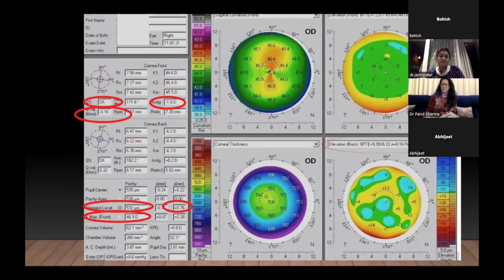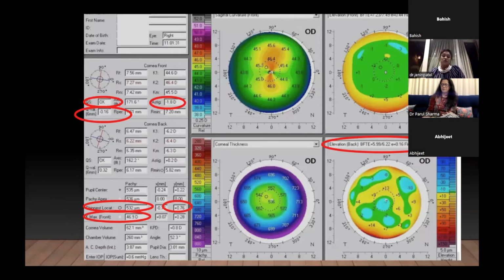The next thing that you want to see is your surface, that is, the reference surface that has been used to see your elevation map. You want to see your elevation map on the front surface and the back surface. So here it is the best fit toric ellipsoid. Usually a best fit sphere is the best reference surface to use, but when you want to study focal abnormalities or focal points of irregularity, your best fit toric ellipsoid is better, because that will highlight focal abnormalities better than a best fit sphere.